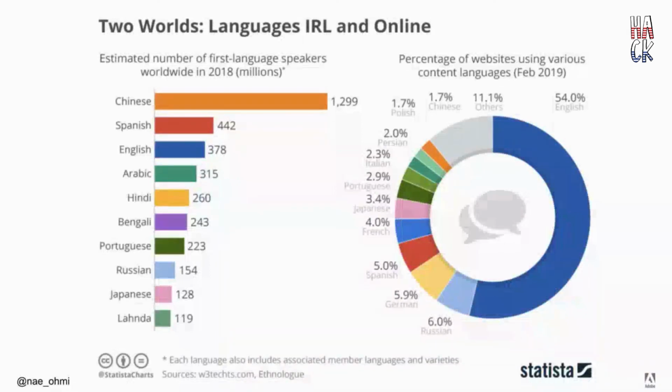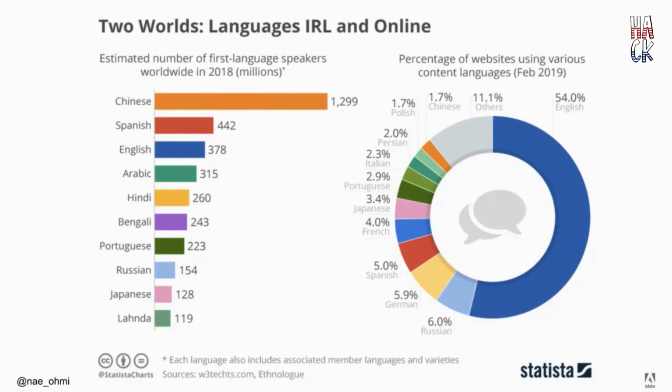Another reason why I think this is really important and I'm passionate about internationalization is because if you look at these two visualizations, they kind of tell a different story. The line chart on the left shows that the majority of people in the world do not speak English as their first language, whereas the pie chart that shows the percentage of websites using content languages, we can see that the majority of online website digital content is in English. So I see these two differences as really an opportunity for us to improve.